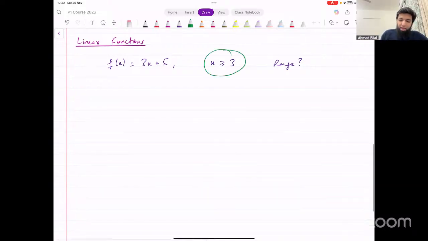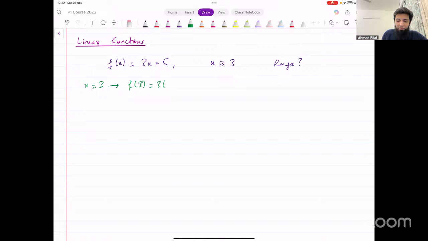You can see what happens when x is equal to 3. You can input x equal to 3 in this and see what value of the function you get. So when you input x equal to 3, you get f of 3. What will that be? 3 into 3 plus 5, and that is going to be equal to 14. So that tells you when x is equal to 3, the y value is 14.